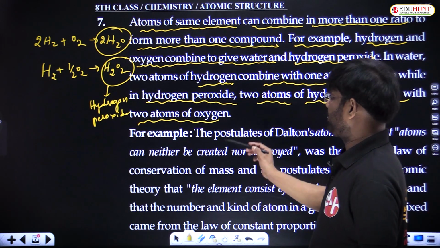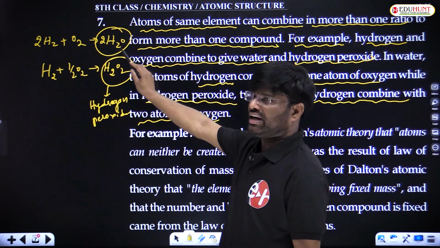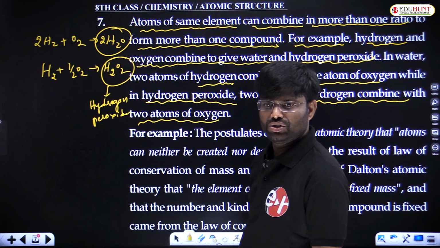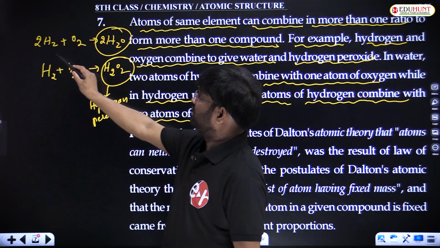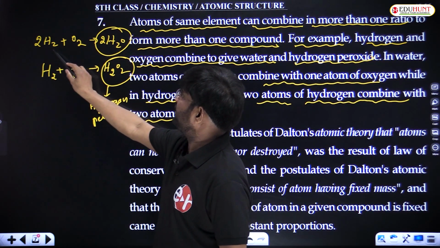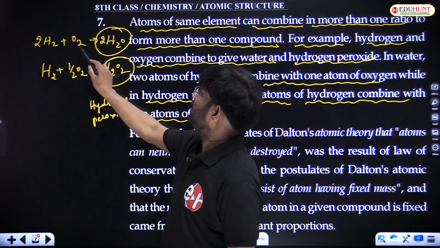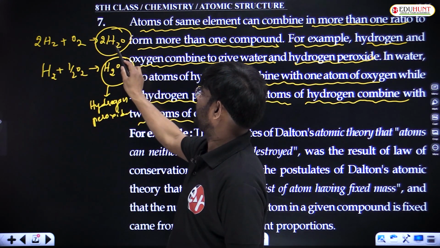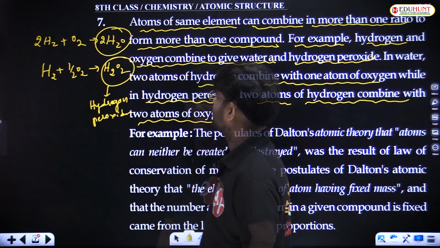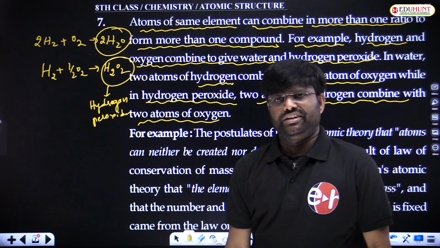See once here, this is the answer: H2O and H2O2. Here, how many atoms are combined? 2 atoms of hydrogen and 1 atom of oxygen, then H2O will form. Okay, this is about Dalton's theory.